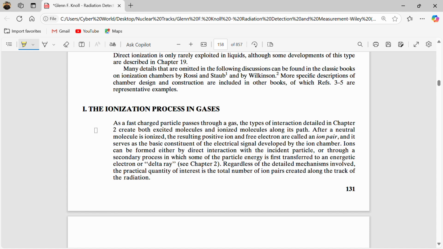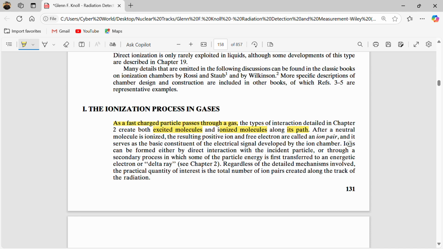As a fast charged particle passes through a gas, the types of interaction detailed in chapter 2, which we already discussed, create both excited molecules and ionized molecules along the path. As I told you, as the charged particle comes and passes through the gas, it should excite molecules and ionize molecules along the path it follows.